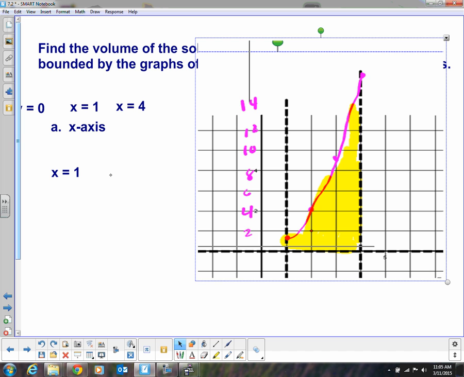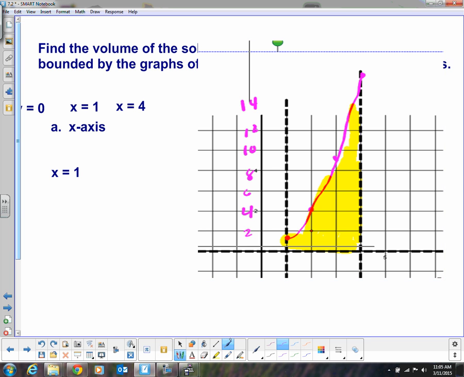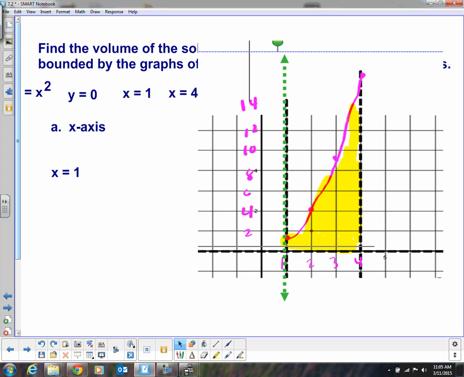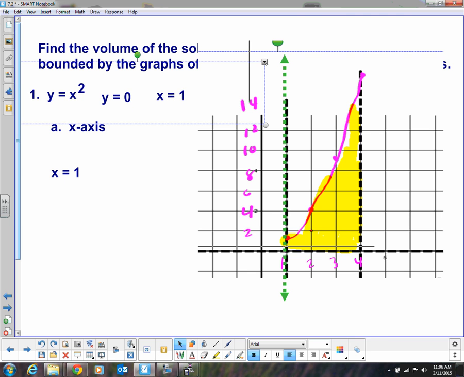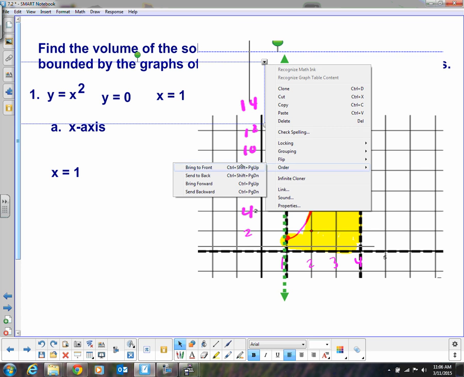Okay. So now what are we revolving around this time? And by the way, this is 1, 2, 3, 4. All right. So this is going to be my axis of revolution right here, correct? So now, are my rectangles going to be vertical or horizontal? Horizontal. They're going to be horizontal. So let's come back. And my suggestion, oh wow, let me bring this to the front. So you're going to do right, order, bring to front.